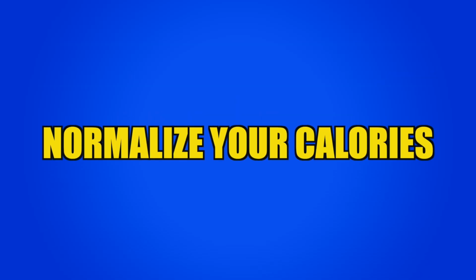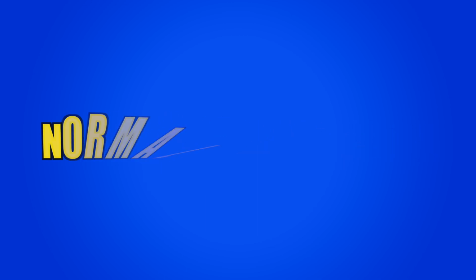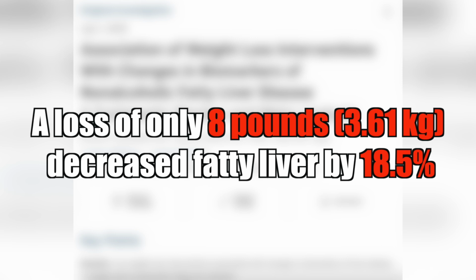The first thing you can do is normalize your calories. If you're currently overweight, simply losing weight will help. And what method you use to lose weight doesn't matter. Whether it's intermittent fasting, portion control, vegan diet, Mediterranean diet, Okinawa diet, paleo diet, doesn't matter. All types of fat loss work. One meta-analysis found that a loss of only 8 pounds, which is 3.61 kilograms, decreased liver fat by 18.5%. Very, very significant. Again, the method didn't matter.